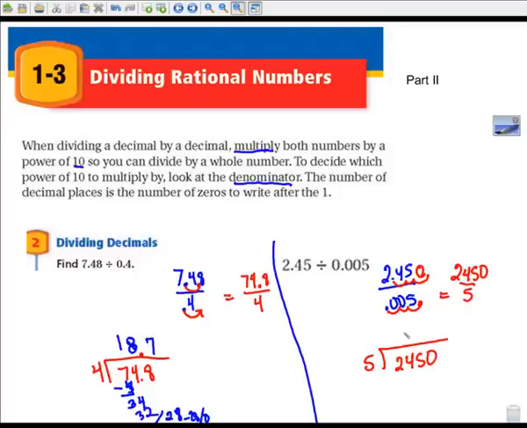5 divides into 24 4 times, leaving me with a 20. I get 4 and I bring down the 5. 5 divides into 45 9 times. And I have to bring down the 0, and 5 divides into 0 0 times. So the answer is 490.